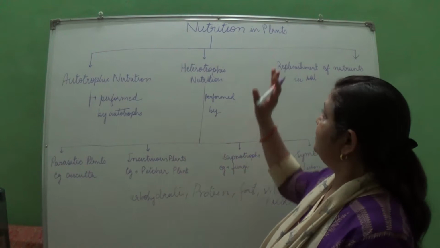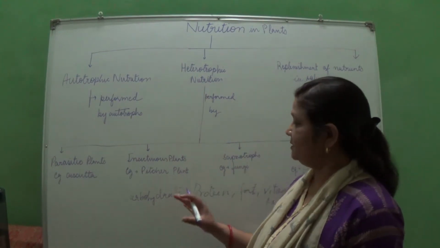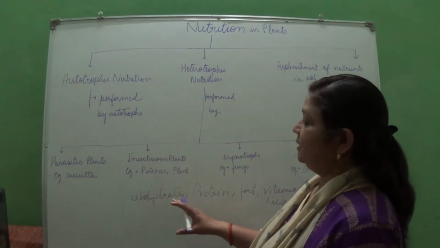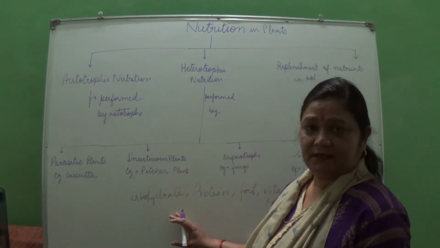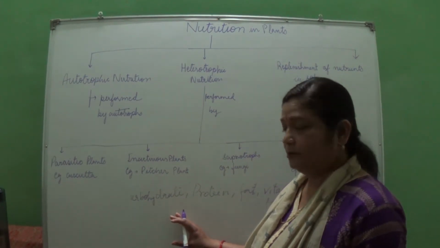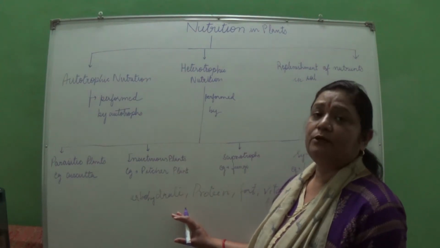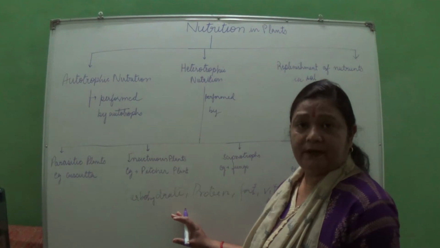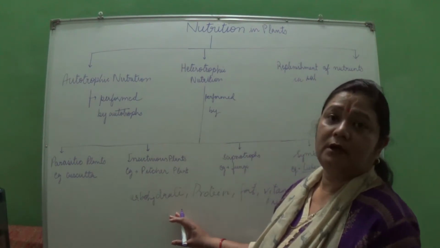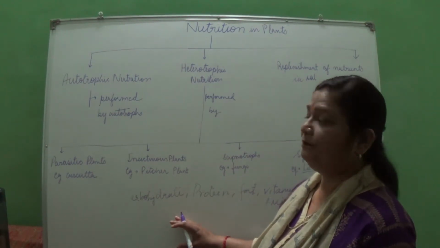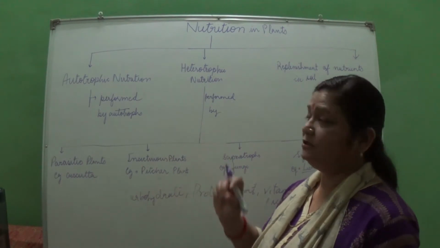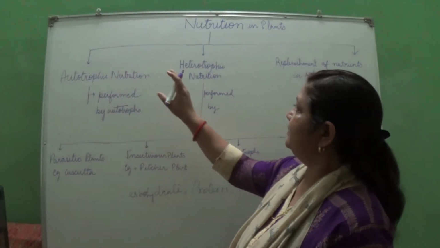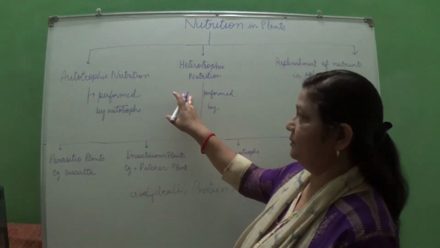So what is nutrition? Nutrition is the process of metabolizing the nutrients present in the food in order to get energy for body growth and for repairing the worn out cells in the body. Now this nutrition is divided into two parts: autotrophic nutrition and heterotrophic nutrition.